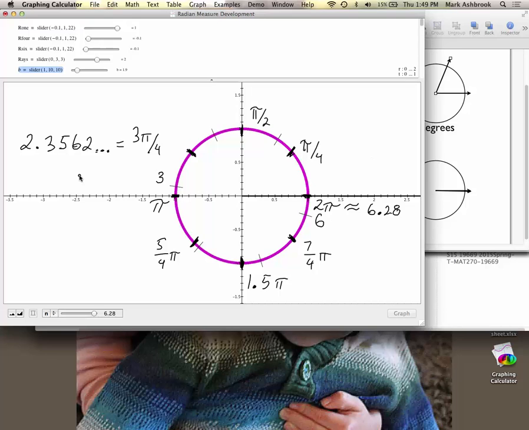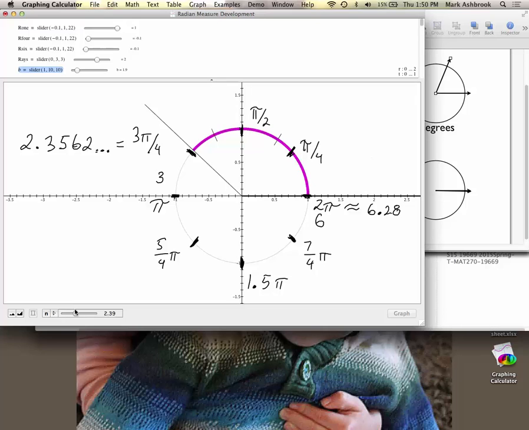Or an amount of openness, right? 3 pi over 4 radians, or 3 pi over 4 radius lengths, is a number, 2.3562, and so on, radius lengths along the circumference to get there, or 2.3562 radians of openness, that angle is. Okay, so when everything becomes about pi, don't lose sight of the fact that you're still talking about a number of radius lengths or an amount of openness in radians.